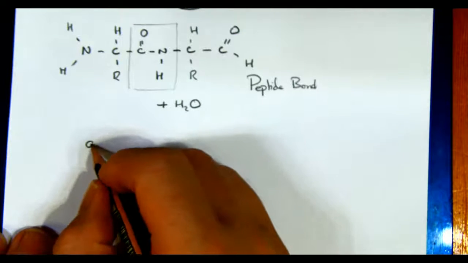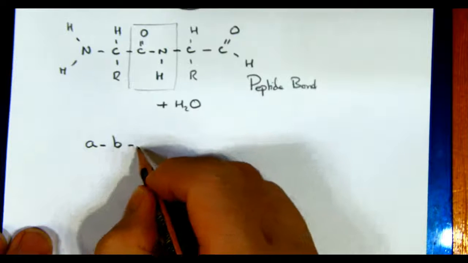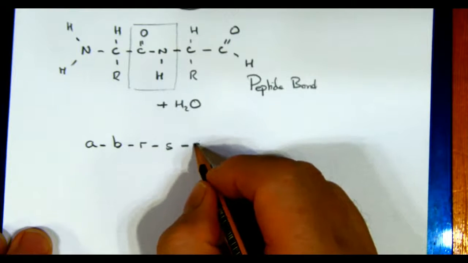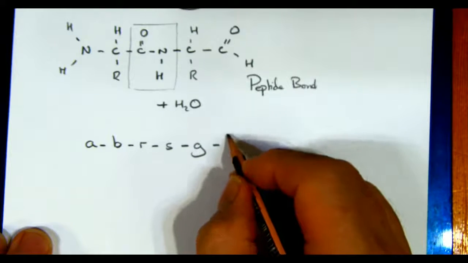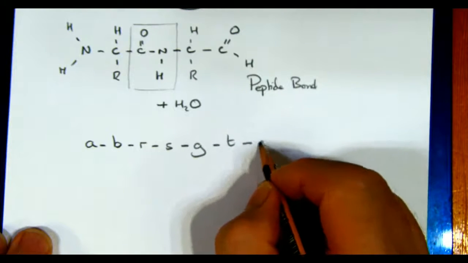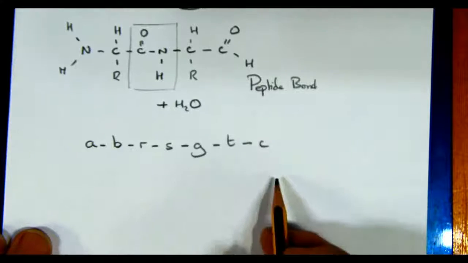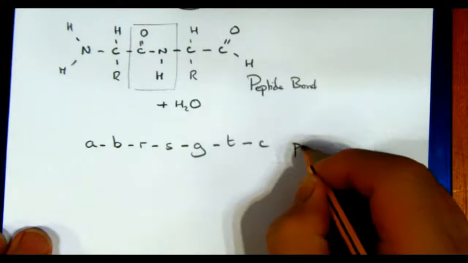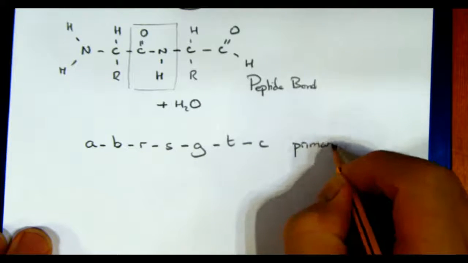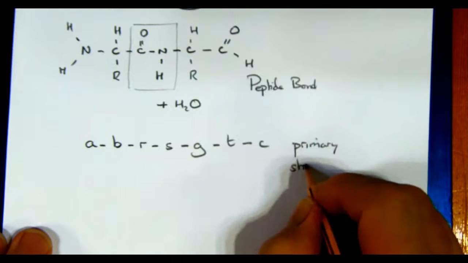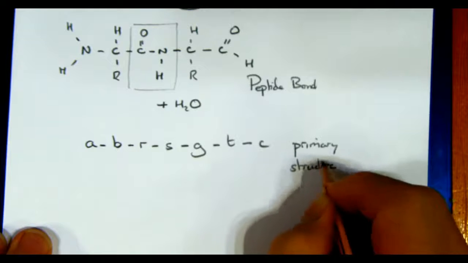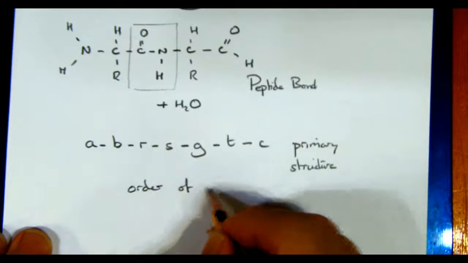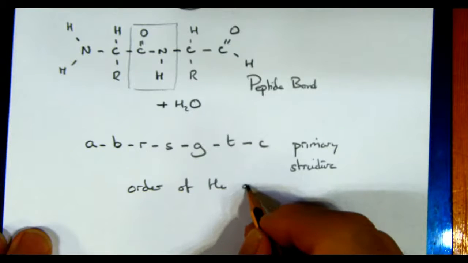So we can join them in any random sort of group, and this makes our primary structure. This is simply the order of the amino acids.